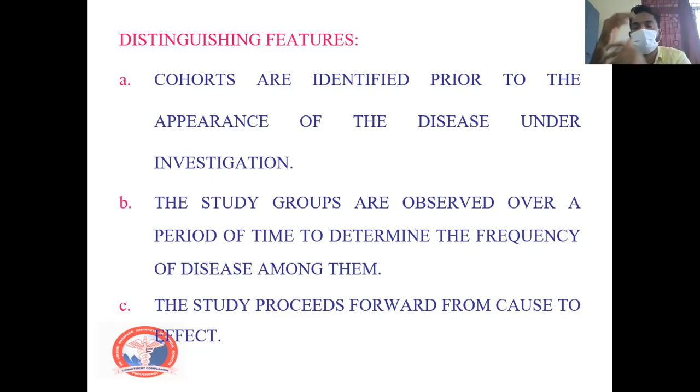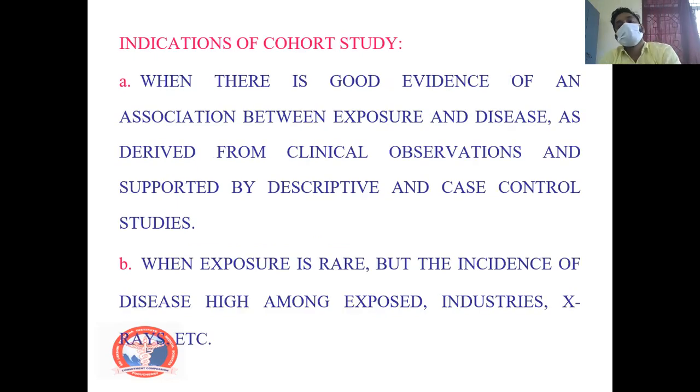Whereas in case control study, the effect has already happened. The patient has already been diagnosed as CA lung. Then we are looking back for a risk factor of smoking, right? So this is forward, and case control study is backward, retrospective, and this is prospective. Right? So, indication of cohort study.